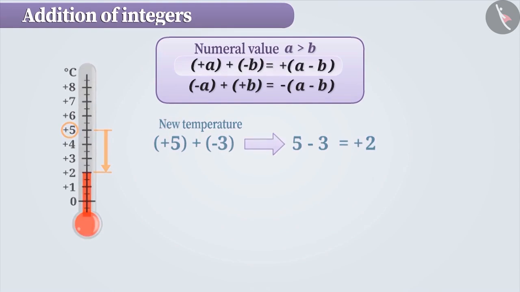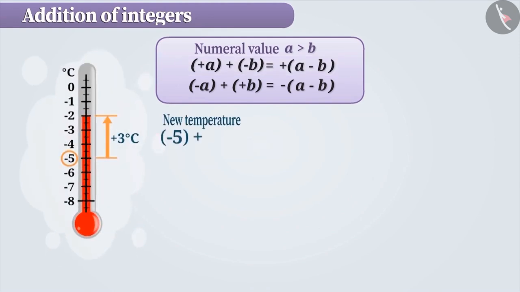Similarly, if we have to find -5 + 3, then we first carry out 5 - 3, which gives the result 2. Then include the sign of the larger number, that is, the minus sign of -5. Therefore, the answer is -2.